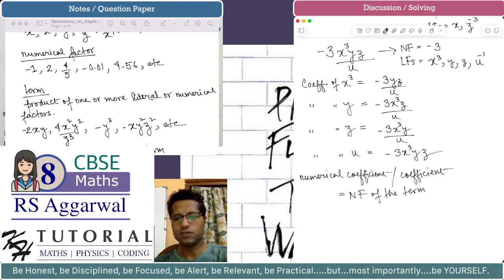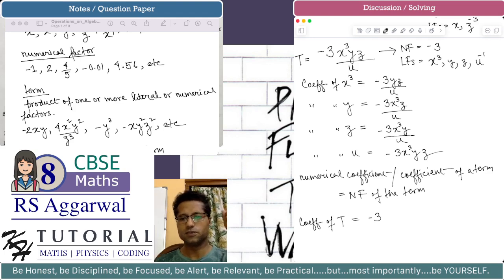That is, the numerical coefficient or coefficient of a term is equal to the numerical factor of the term. There is only one numerical factor in a term. So in this example, I am denoting this term as t. So the coefficient of t is equal to minus 3. So this is the numerical coefficient, which is also known as simply the coefficient of a term.